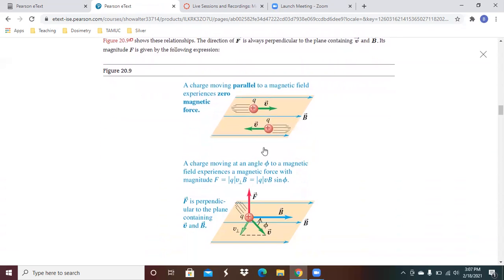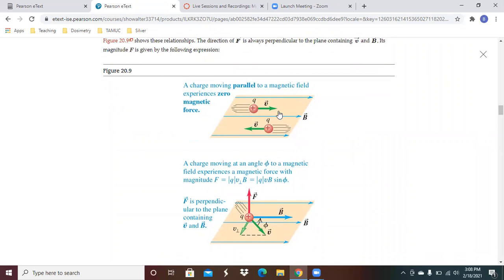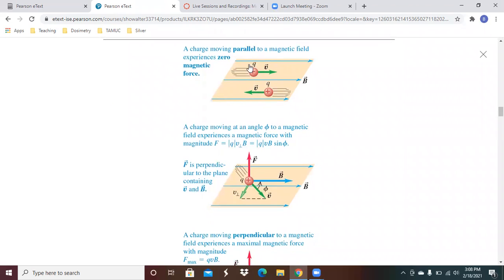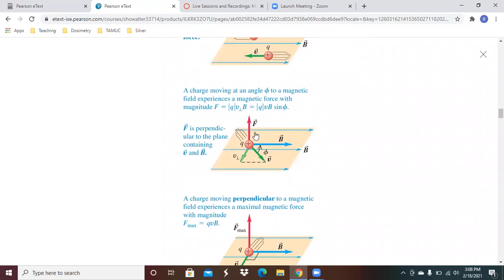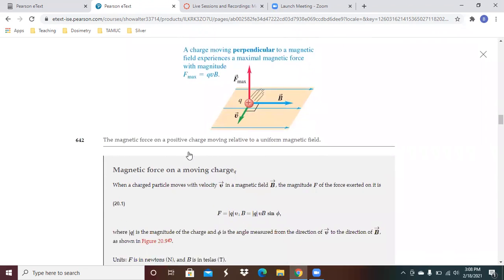So figure 20.9 here shows these relationships. So we've got charge moving parallel to a magnetic field. It's going to experience no magnetic force. It doesn't matter if it's moving directly with the field or directly away from the field. A charge moving at an angle is going to experience a force. And that force is going to be Q times the perpendicular velocity times B, or qvB sine of phi, that's in between the two. A charge moving perpendicular to a magnetic field is going to get the maximum amount of magnetic force because the angle there is at 90 degrees.